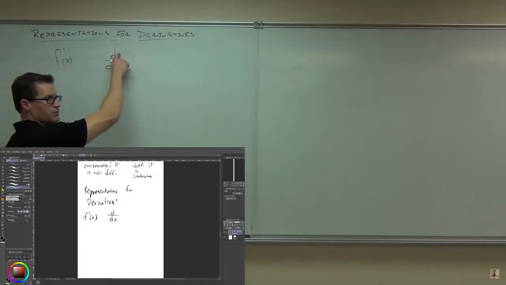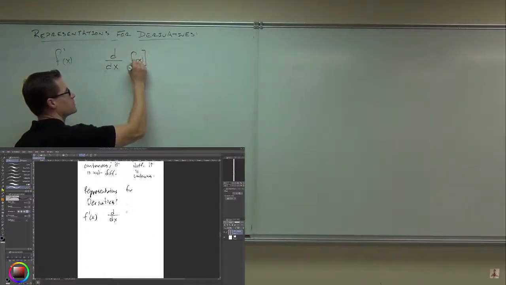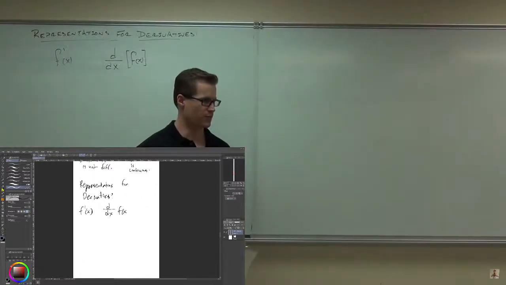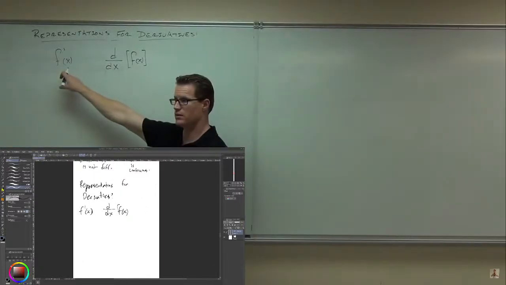So this says find the derivative, or differentiate, whatever function I give you with respect to that variable: a derivative with respect to x of f of x. It means the same thing as doing that, right? The same exact thing. You okay with that one as well?